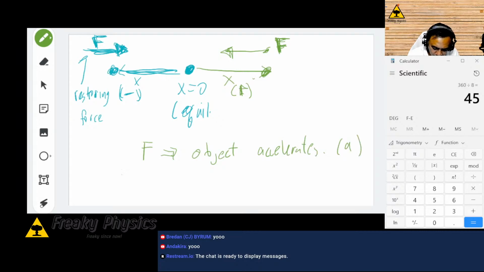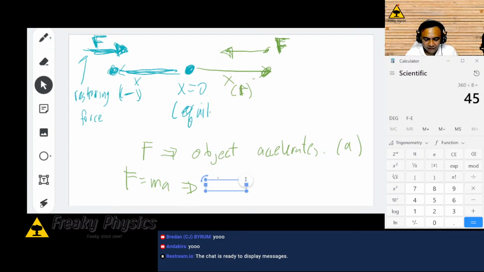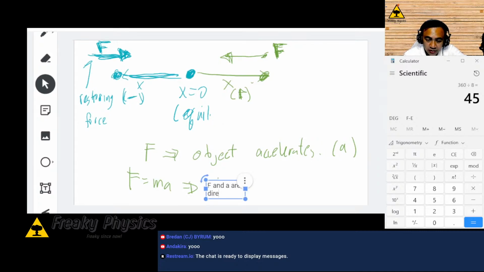Okay, so let's say it in another way. The thing about force and acceleration from Newton's second law, F equals ma, this now means that wherever F is directed, a is directed in the same way. So F and a are directed in the same direction.